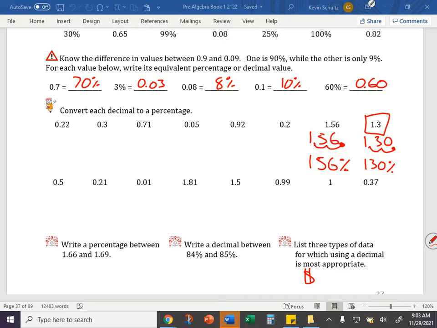0.99. What do you think that's going to be as a percentage? 100. Close. But if you've got that decimal point and you move it over to the right 2 spots, 99%. Almost 100%, but not quite. We do not need to round here. Yes, 1 whole would be 100%.